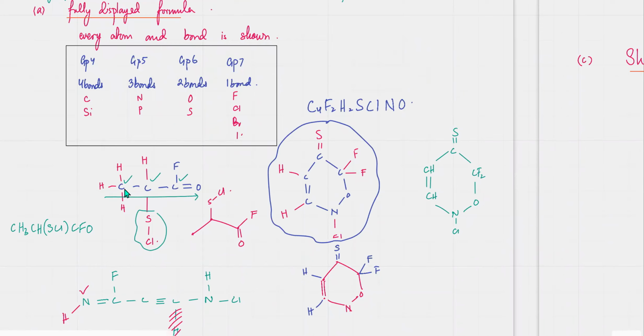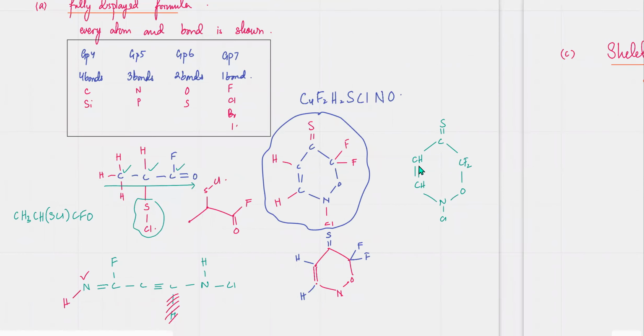So you've got carbon making 4 bonds. Fluorine is in group 7, so it's supposed to make just 1 bond. Oxygen is in group 6, so that is going to make 2 bonds. And you've got sulfur, also group 6, that's making 2 bonds. So every atom must be making the right number of bonds. That's the first thing, and that's a fully displayed formula.